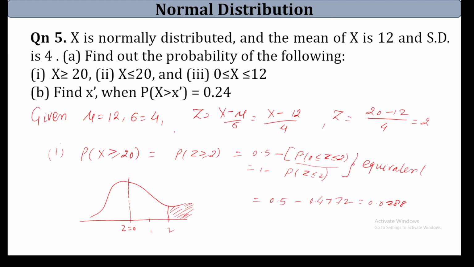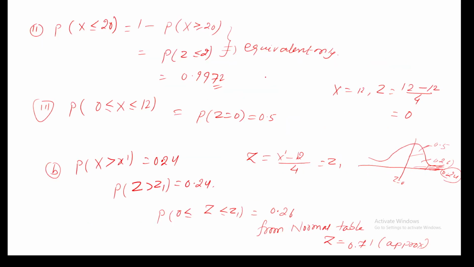Now x is normally distributed, the mean of x is 12 and standard deviation is 4. Find the probability of the following. We know mu is 12, sigma 4, so we get Z equal to 2 for the value of 20, Z greater than 2. Again in the same way we can calculate here. Now they are asking for x less than 20. In that case they have given the Z value also, 0.24, and based on that we have to find out.